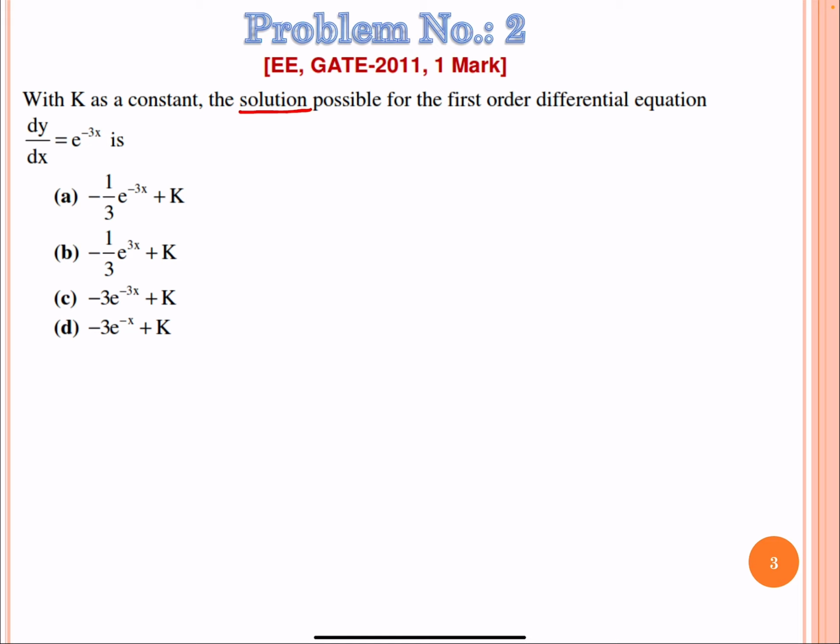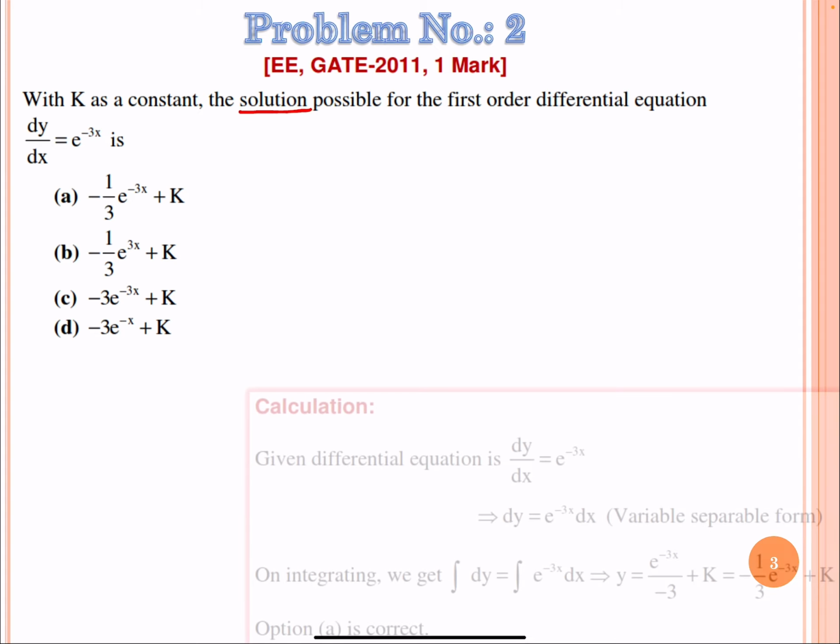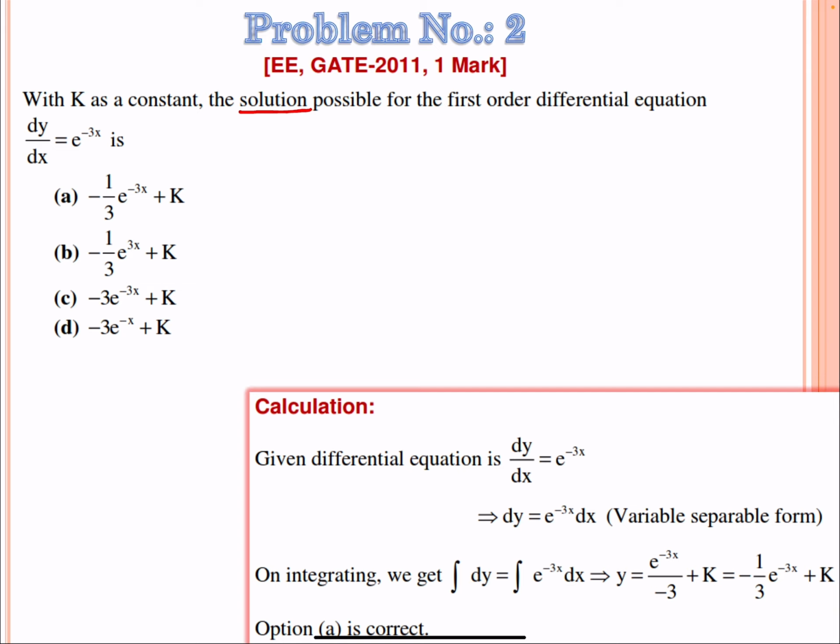This differential equation is a first order, first degree, ordinary differential equation. Y is the dependent variable, x is the independent variable, right? So the method to solve this type of equation is to separate the variables y and dy on one side and x and dx on the other side. So it becomes a variable separable form, right? So on integrating, we obtain integral dy is equal to integral e raised to power minus 3x dx, right?